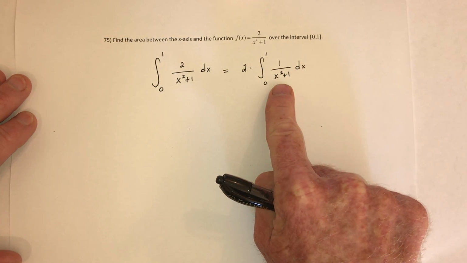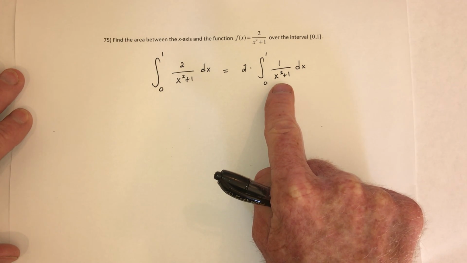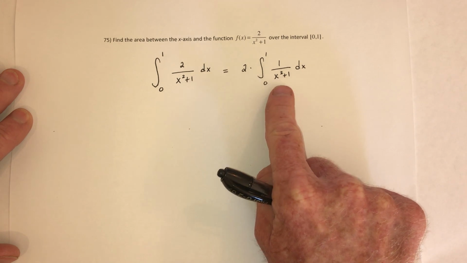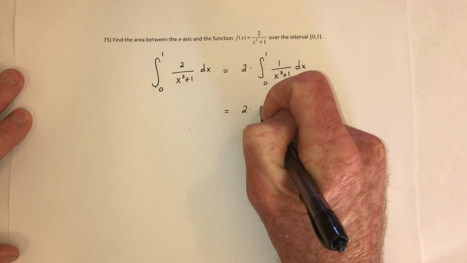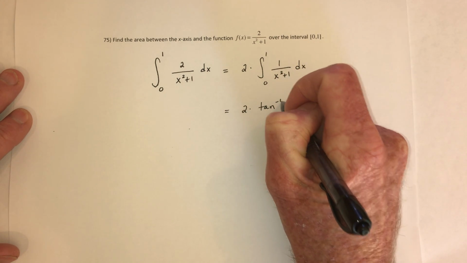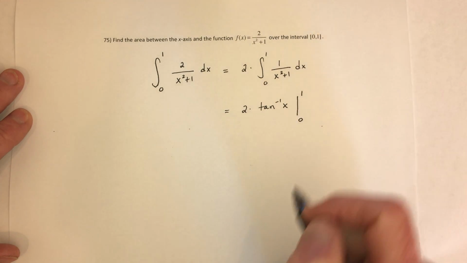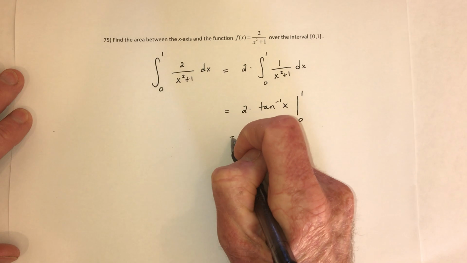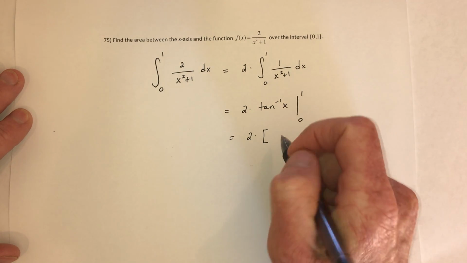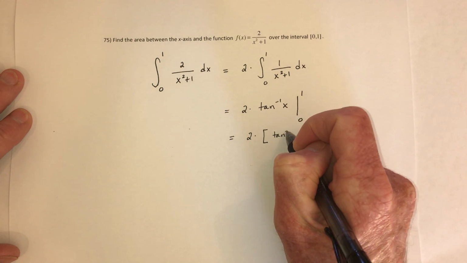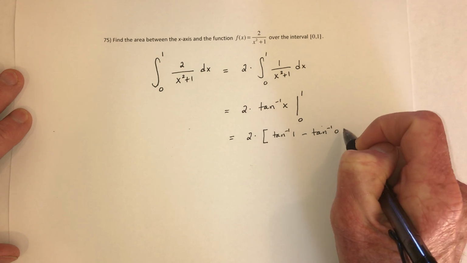And then, what function is it that you take the derivative and the answer would be 1 over x squared plus 1? You're right, that's tangent inverse. So the 2 will stay on the outside. The antiderivative is tangent inverse of x, and then that gets evaluated from 0 to 1. So this will be 2 times, and I could just leave that factored out. Then it's going to be tangent inverse of 1 minus tangent inverse of 0.